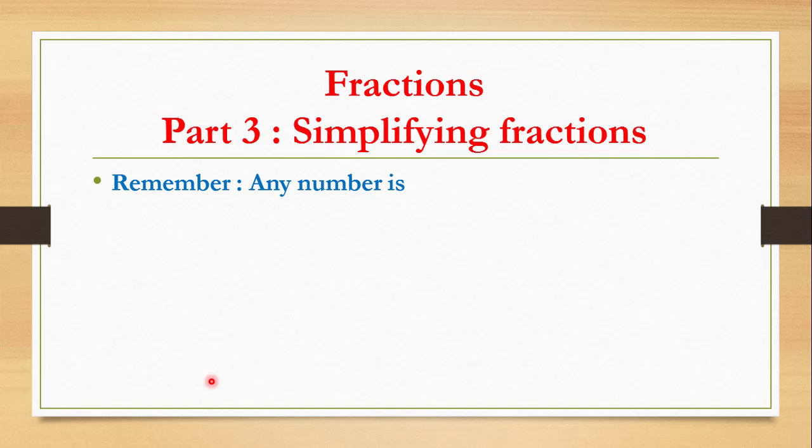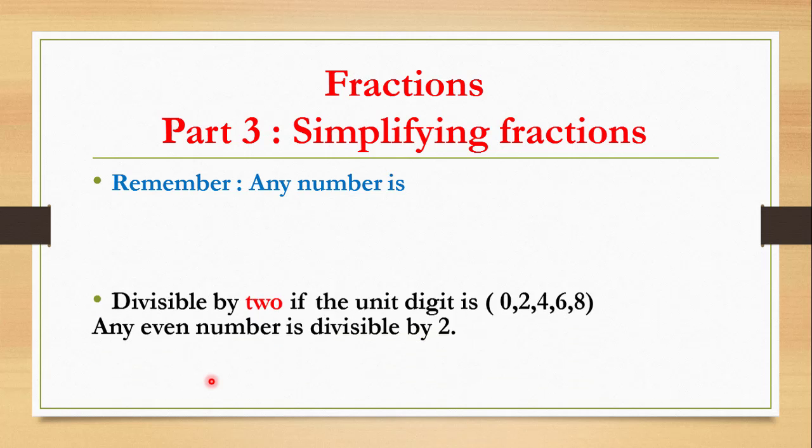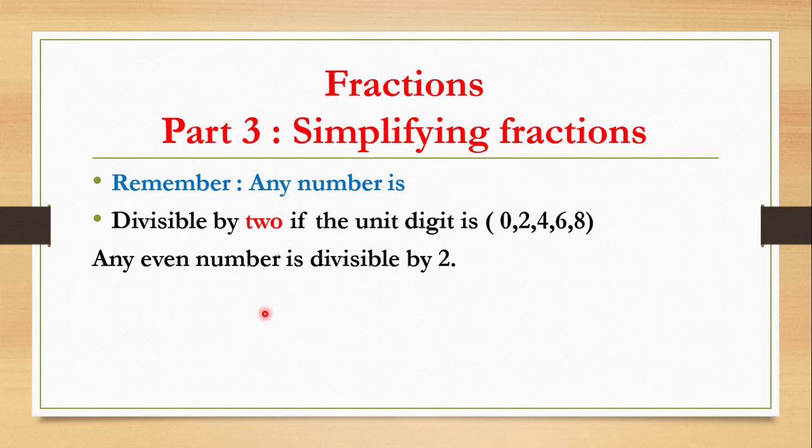Before we start simplifying, I want you to remember that any number is divisible by 2 if the unit digit is 0, 2, 4, 6, or 8. It means any even number is divisible by 2.